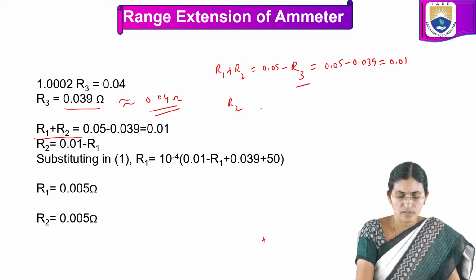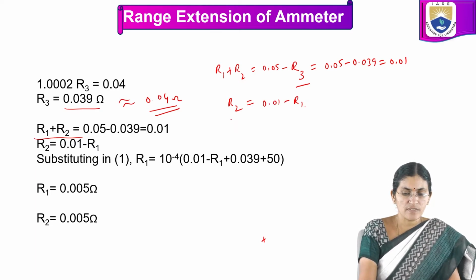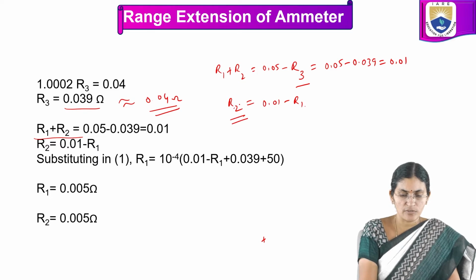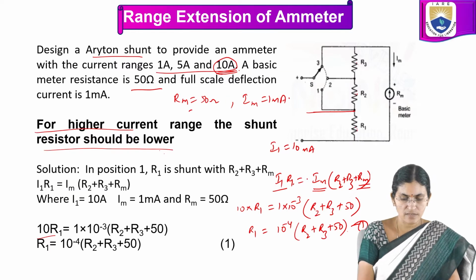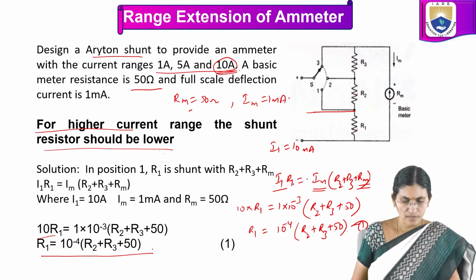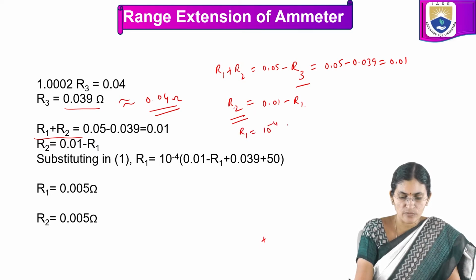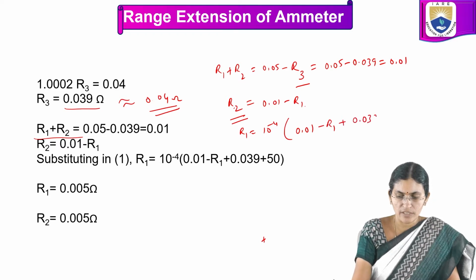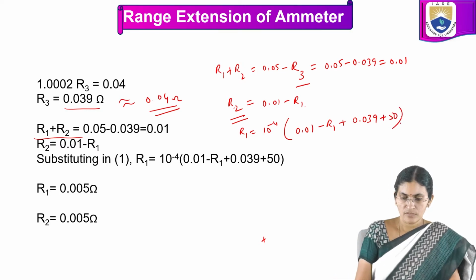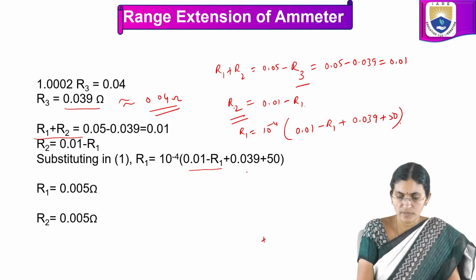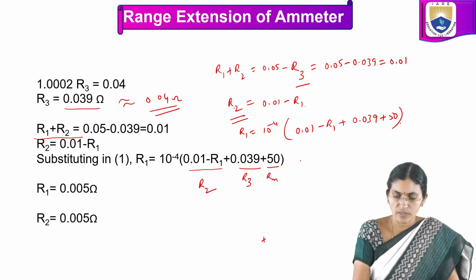So R2 we can write as 0.01 minus R1. Substitute the value of R2 in equation 1. So equation 1 is this one. R1 is equal to 10 power minus 4 into (0.01 minus R1 plus 0.039 plus 50). So this is R2, this is R3, and this is Rm.